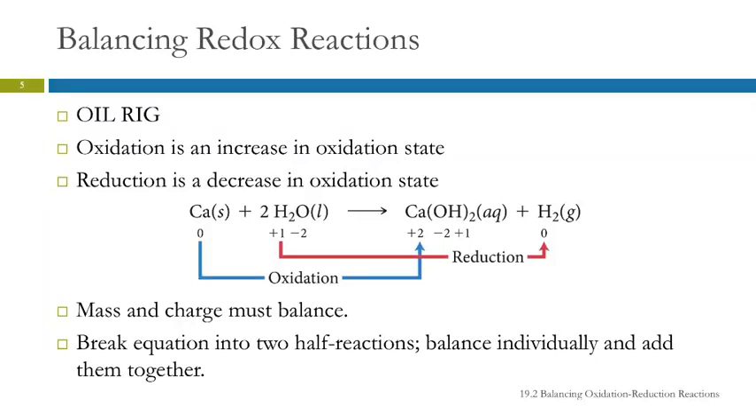So we have to revisit redox reactions and balancing them. This is a review from Chem 1A. One way to remember how these things go is OIL RIG. Oxidation is loss of electrons, reduction is gain of electrons. So that's one way to define it.